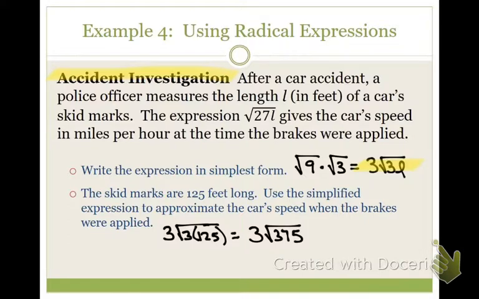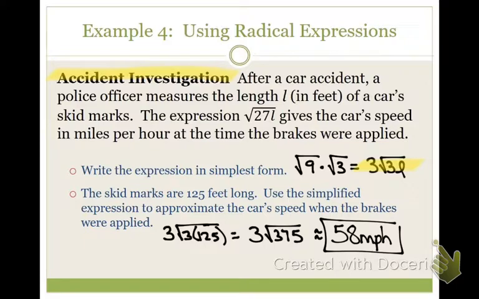So I need to convert this answer now to decimal form and round to the nearest mile per hour to really get a practical answer. What would that be? About 58 miles per hour. I did that because they want to know how fast the car was going. A square root answer doesn't make sense. Okay?